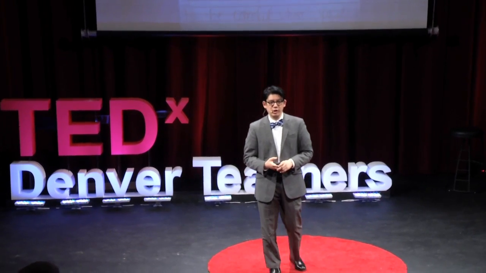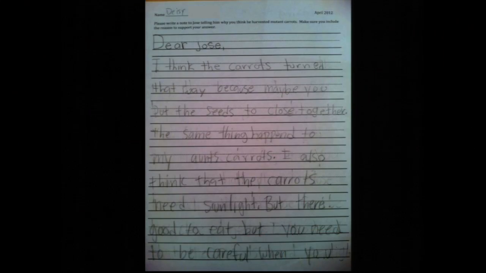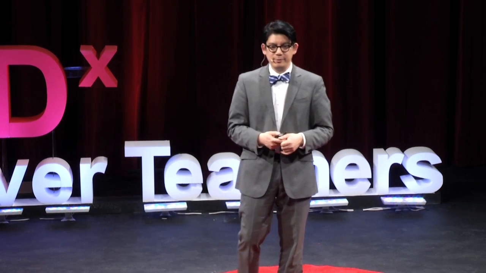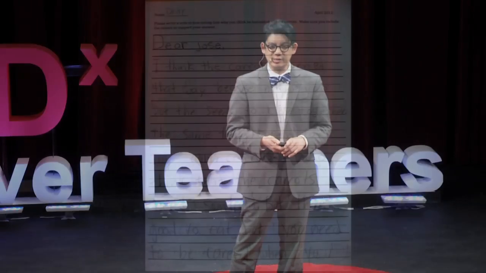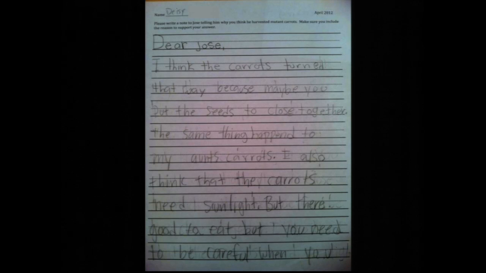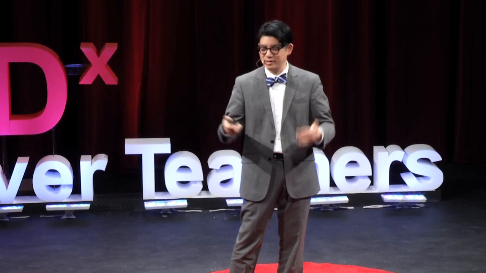Next one, this is from Daisy. Dear Jose, I think the carrots turned that way because maybe you put the seeds too close together. The same thing happened to my aunt's carrots. So how does a student reconcile what they've learned in a book, what they learned in material, and their lived experience with their aunt's carrots? Again, an interesting question to unpack the transfer. I also think that the carrots need sunlight, but they're good to eat, and you just need to be careful when you eat them. Okay, so again, making sense of that.